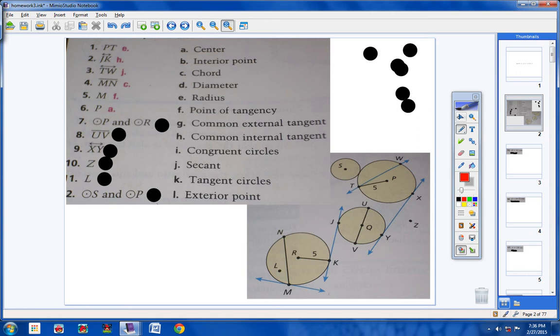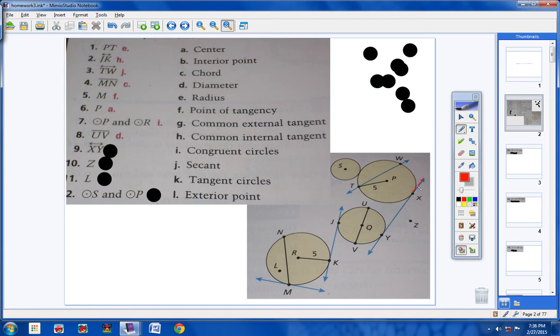Okay. Number 8, UV. Segment UV. Well, here it is, guys. That's a chord that passes through the center of a circle. What do we call a chord that passes through the center of a circle? We call that a diameter. Okay. So number 8 is going to be diameter, which is letter D. Letter D.